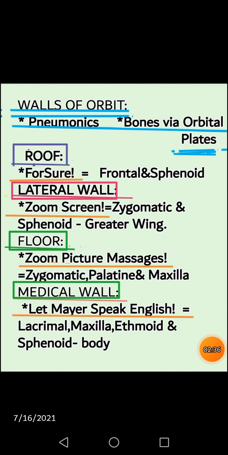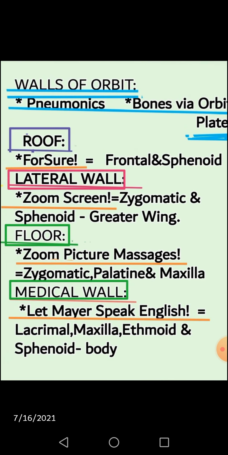I have made mnemonics to learn the walls of the orbit. The mnemonics for the roof, lateral wall, floor and medial wall are as follows. For the roof, you would say "FS": F for frontal bone, S for sphenoid bone via its lesser wing. Then comes the lateral wall. Use the mnemonic "Zoom Screen". Z is for zygomatic bone, S is again for sphenoid bone via its greater wing.